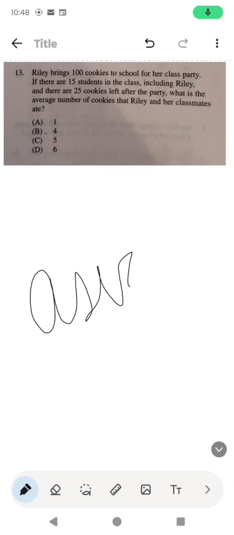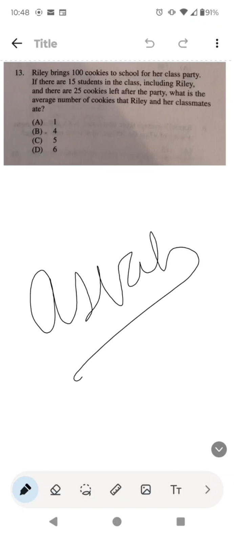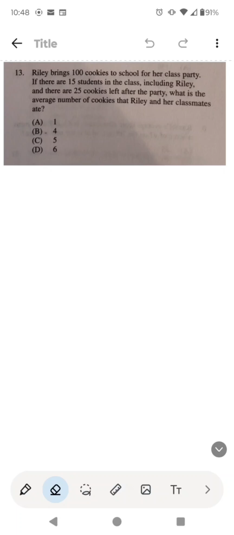Let's do a little ASVAB practice. All right, here we go. Now, it's asking us, Riley brings 100 cookies to school for her class party. If there are 15 students in class, including Riley, and there are 25 cookies left after the party, what is the average number of cookies that Riley and her classmates ate?